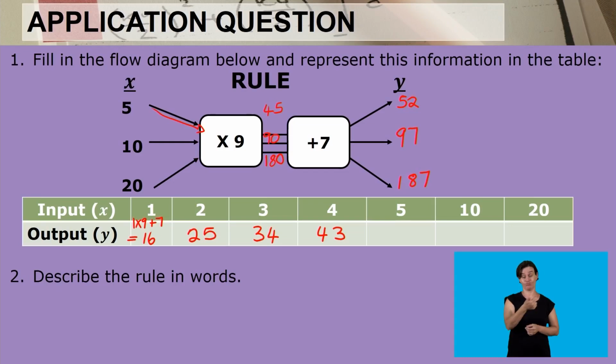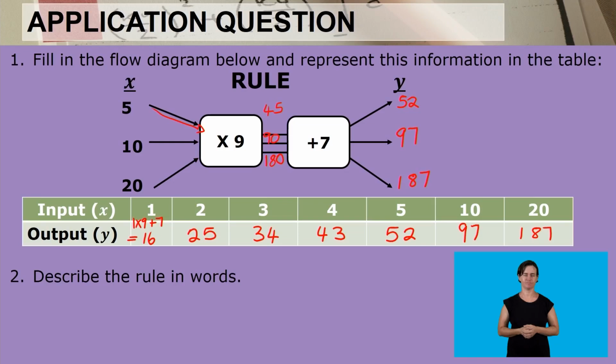What about when our input value is a 5? Well, we already have that on our flow diagram. We saw that our output value was a 52. When the input value was a 10, the output value was a 97. And lastly, when the input value is a 20, the output value was 187. And that is now our table filled out from this flow diagram.